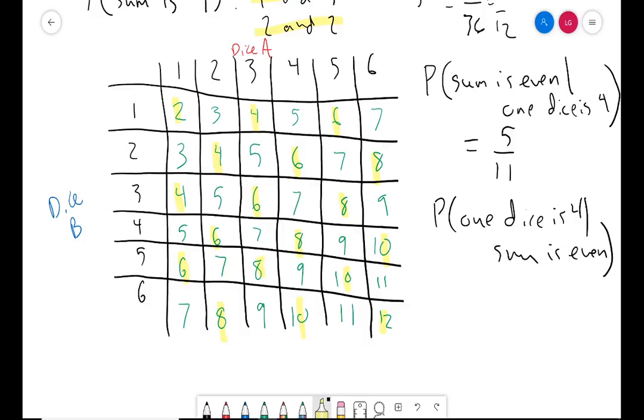18 outcomes. How many of those outcomes is there a 4 on one of the dice? Not exactly 1, but could be both 4. Well, I count 1, 2, 3, 4, 5. 5 out of 18.